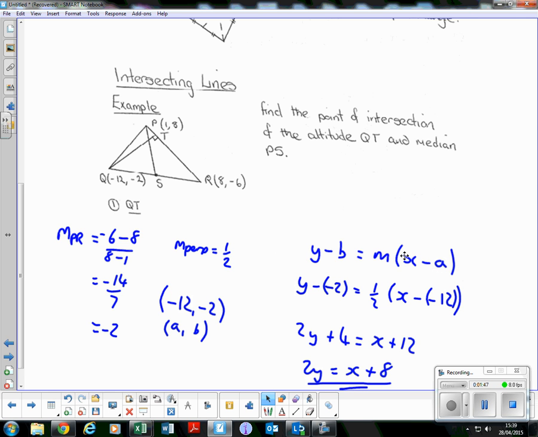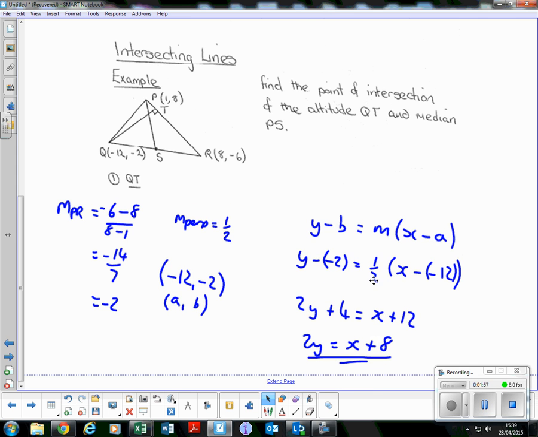So y minus b equals m(x minus a). Careful with minus signs. y subtract negative 2 equals a half bracket x subtract negative 12 bracket. Don't want to multiply out and get fractions, so bring the 2 up: 2 bracket y plus 2, so 2y plus 4 equals x plus 12. Take the 4 over to the other side, 2y equals x plus 8. So we have the equation of QT, the altitude.